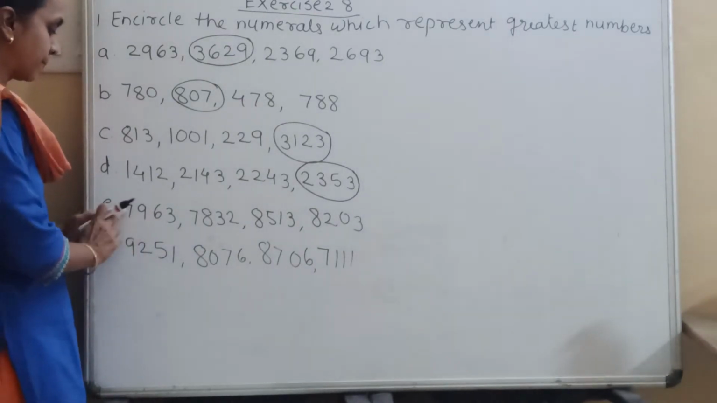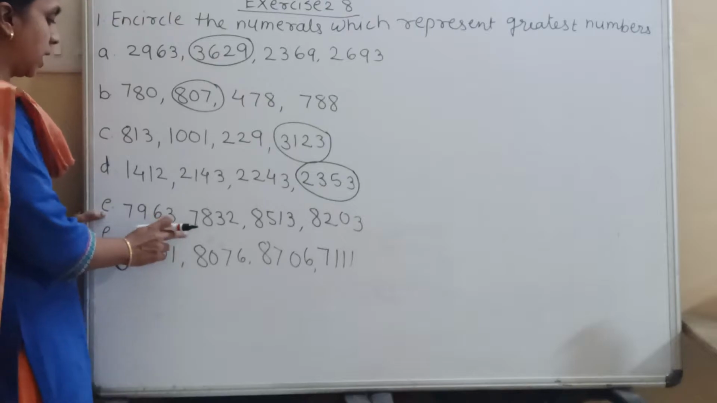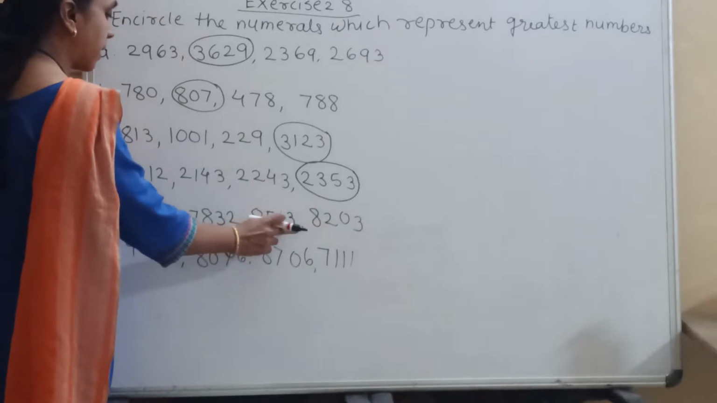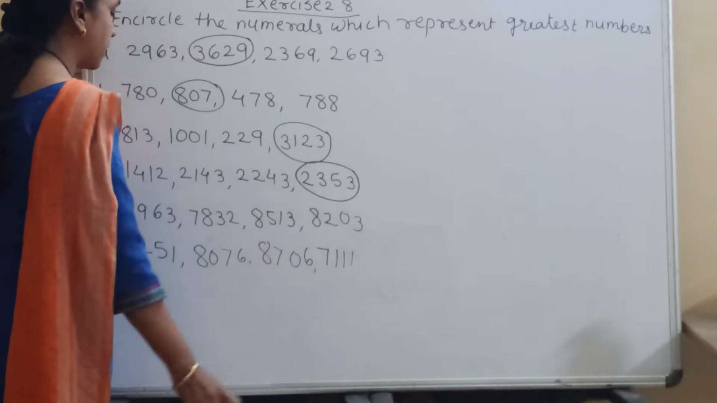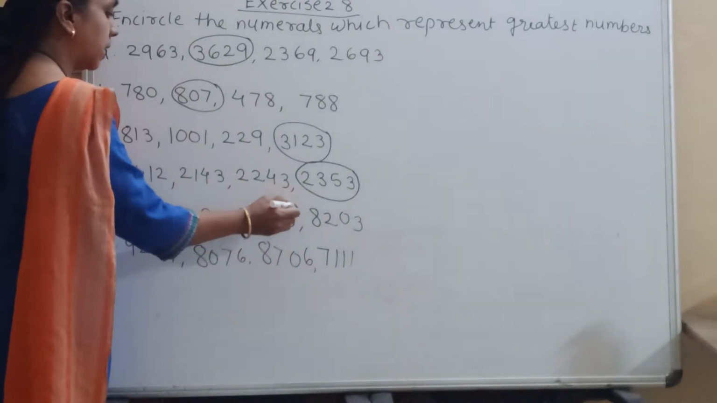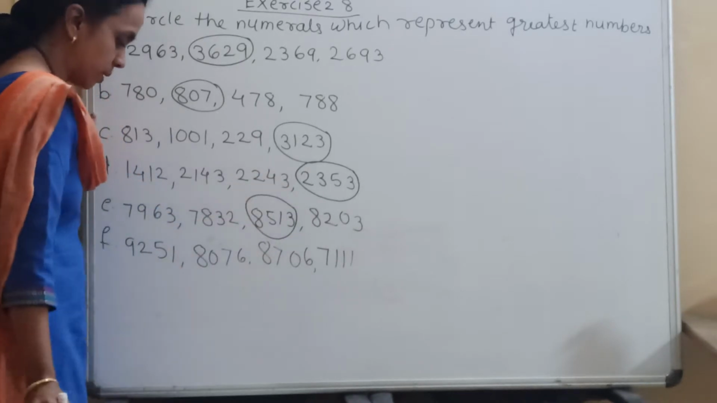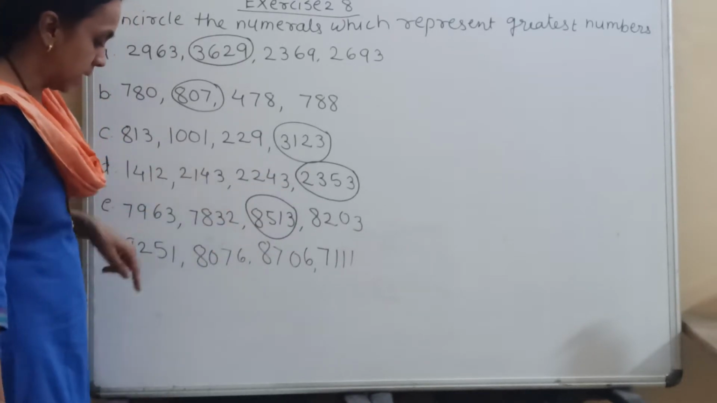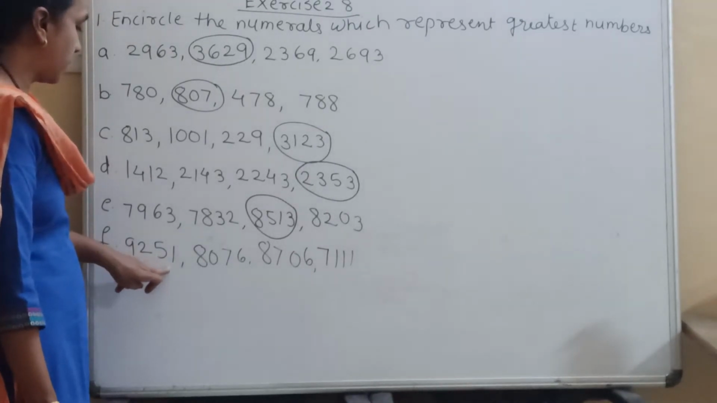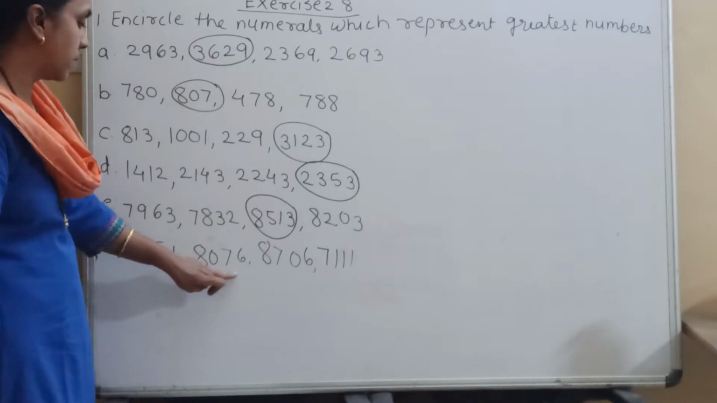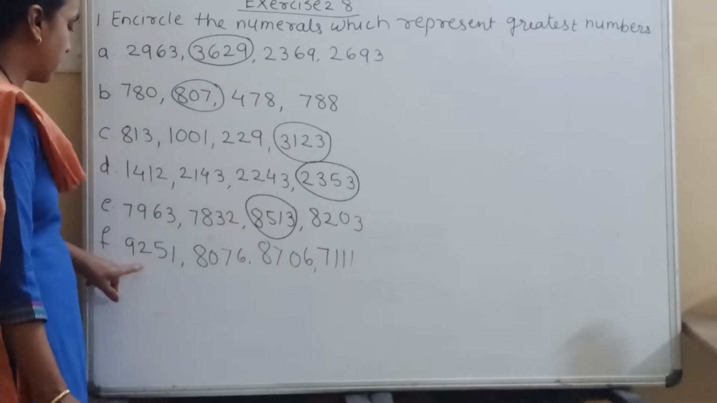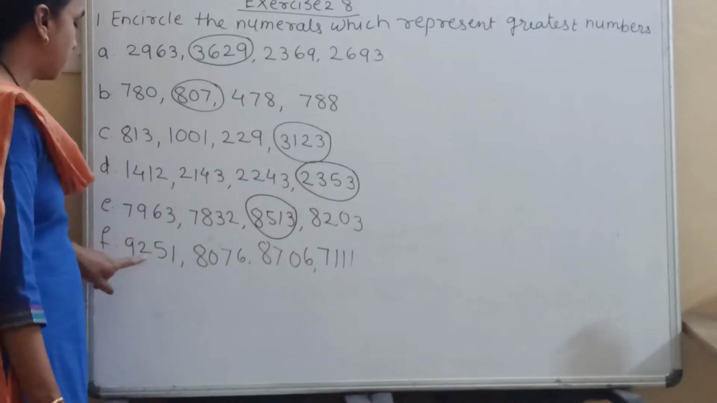Now see the next question. 7,963, then 7,832, then 8,513 and 8,203. So among these 4 numbers, 8,513 is the bigger number. So we have to circle this number. Okay. Now see question F. 9,251, then 8,076, 8,706, 7,111. So among these 4 numbers, which number is bigger?